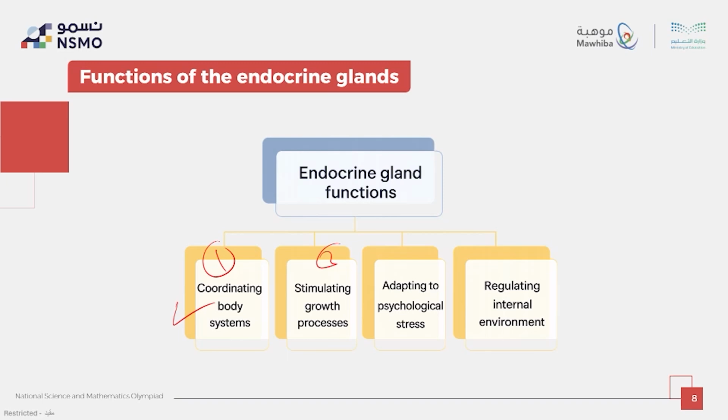The third function is adapting to psychological stress. When stressed or afraid, glands release hormones like adrenaline to help the body focus or respond. The last function is regulating the internal environment. It means they maintain balance inside the body, like sugar levels, temperature, blood pressure, and fluids. So, the endocrine system helps your body grow, stay calm under stress, stay balanced, and work as one team.